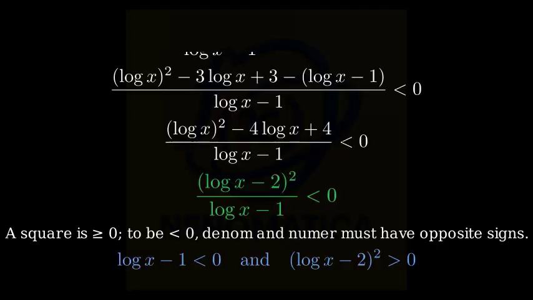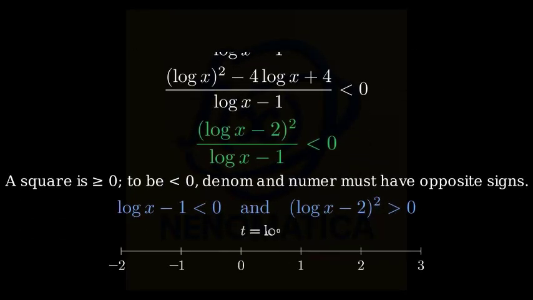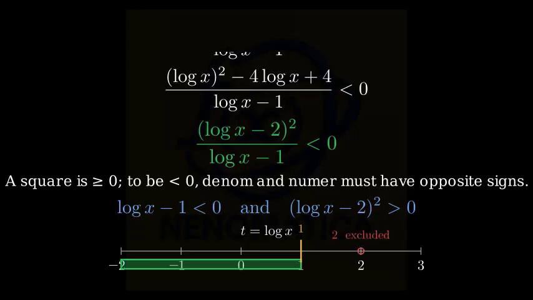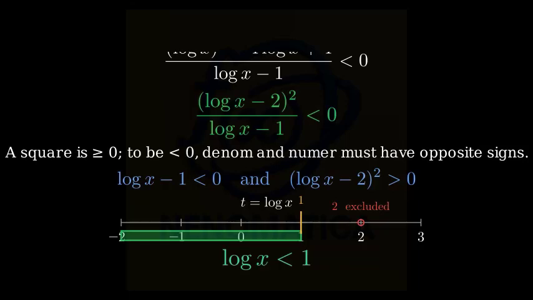To see the sign clearly, let t equal log base 10 of x. The denominator is negative when t is less than 1, and the numerator is 0 only at t equals 2, which we must exclude. Step 4. From the condition log x minus 1 is less than 0, we get log x is less than 1.